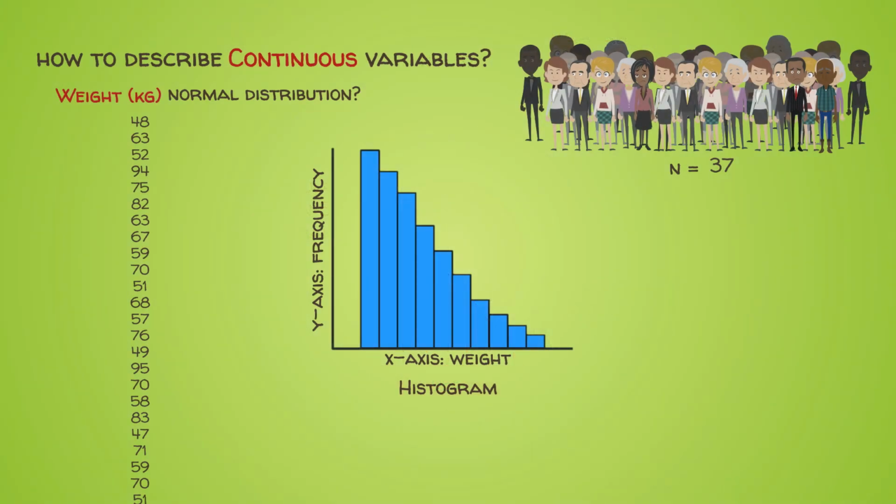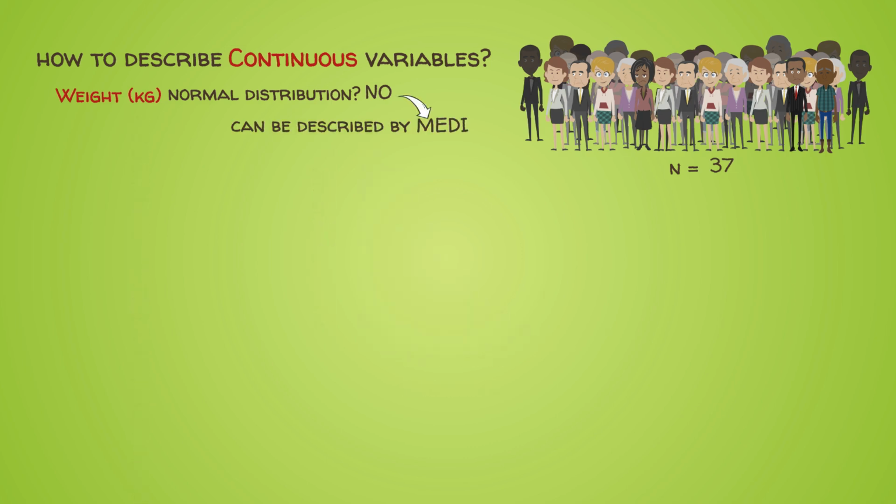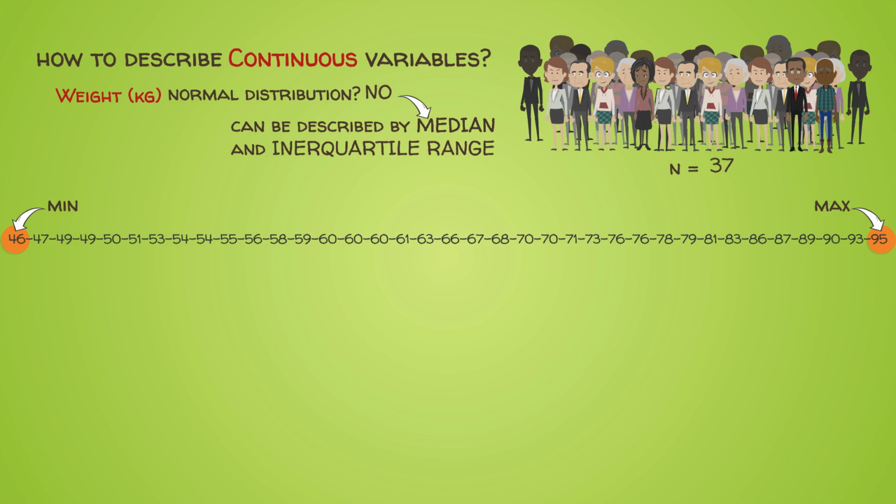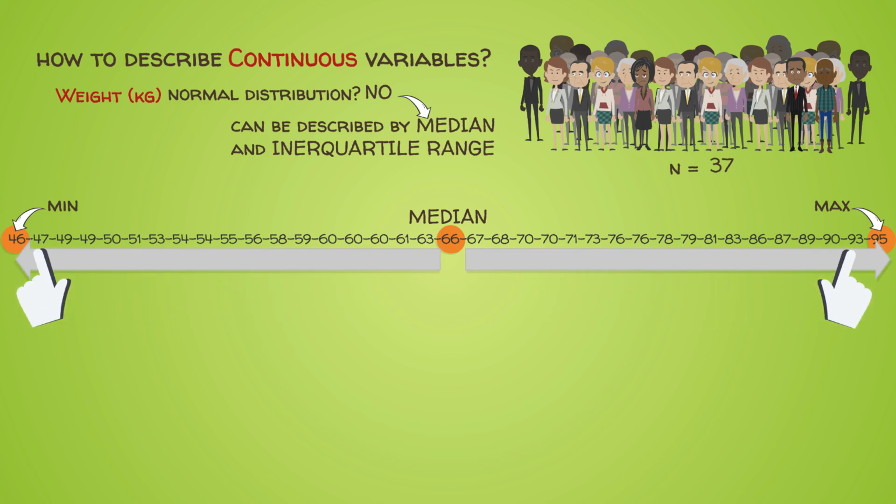But what if the data isn't normally distributed, and we can't use the mean and standard deviation? In that case, we should report metric variables using the median and the interquartile range. To find the median, we first sort the data from smallest to largest, then identify the middle number. This gives us the median, meaning 50% of the sample weighs below the median and 50% weighs above it. As you can see, the median represents the 50th percentile here.